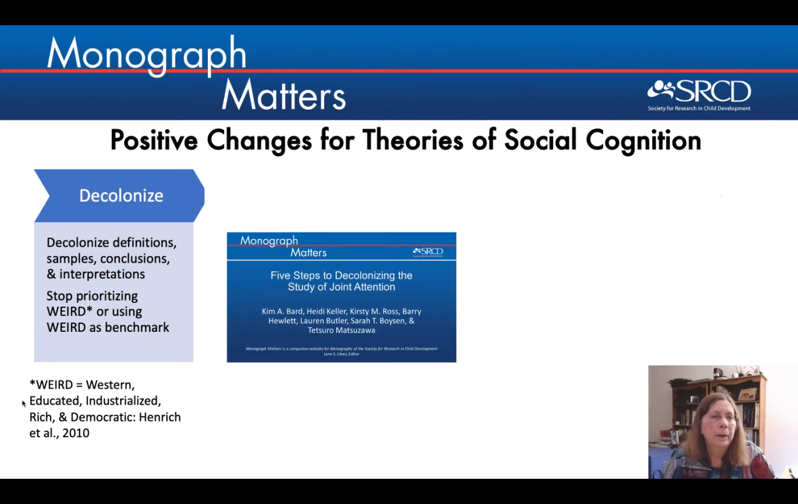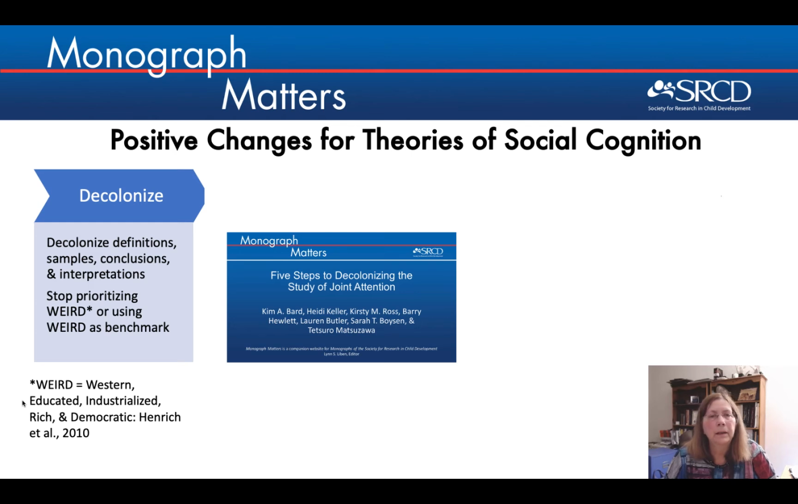So the first step is to decolonize our operational definitions, decolonize our samples, and therefore to have conclusions that are more inclusive. Becoming more inclusive essentially means to stop prioritizing Western, educated, industrialized, rich, and democratic samples, that is, weird samples, and to stop prioritizing weird results.